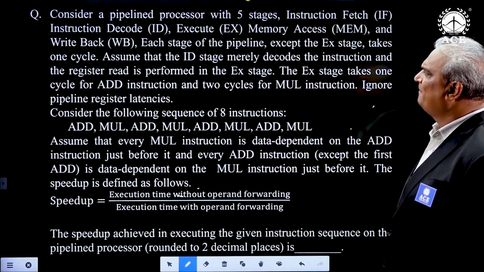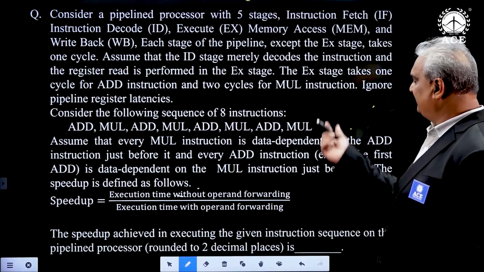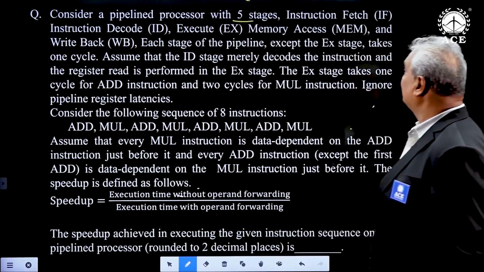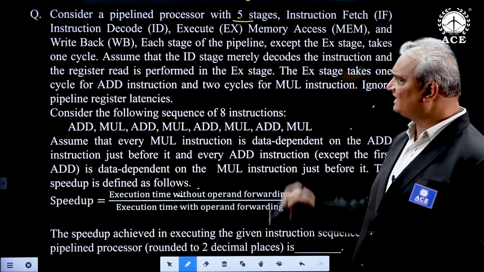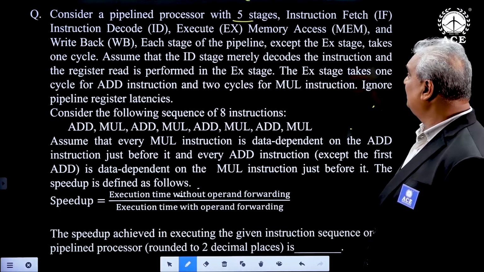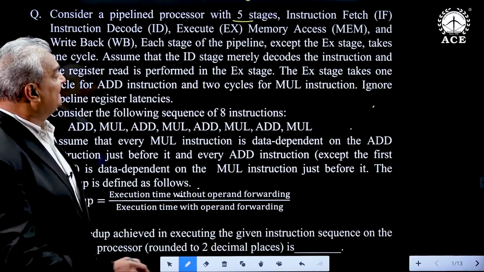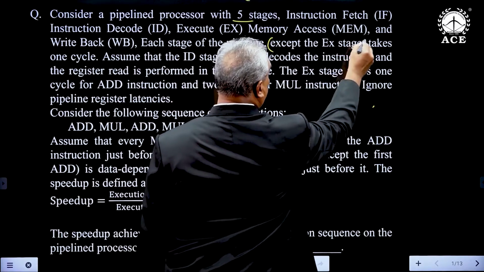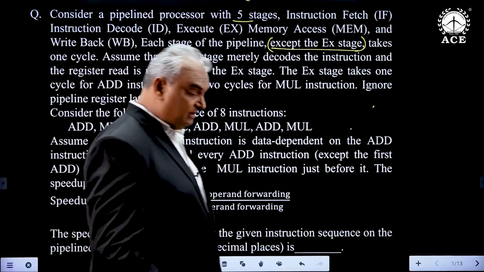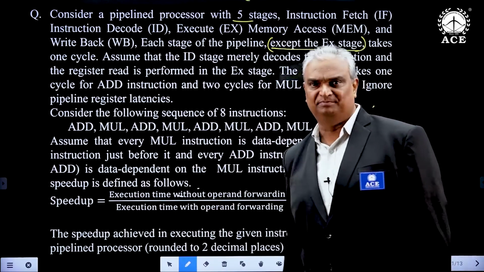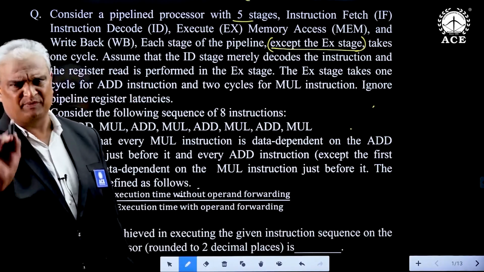First read the question properly. Consider a pipelined processor with 5 stages: instruction fetch, first stage (a stage is also known as a segment), instruction decode, execute, memory access, and write back. Each stage of the pipeline, except the EX stage, takes 1 clock cycle to complete its respective operation.